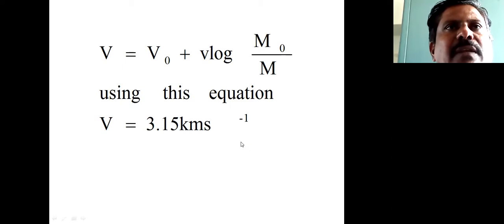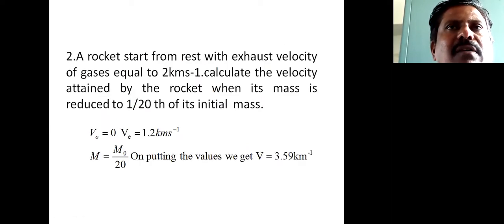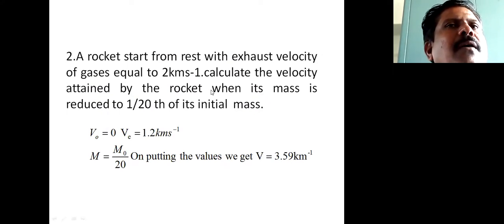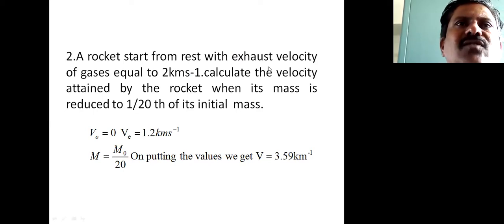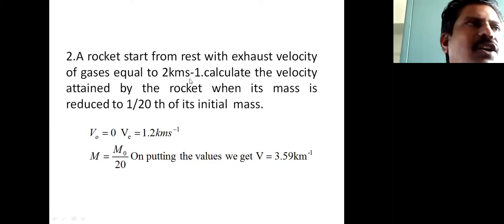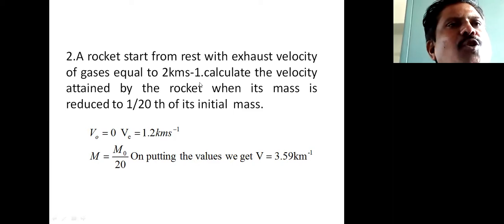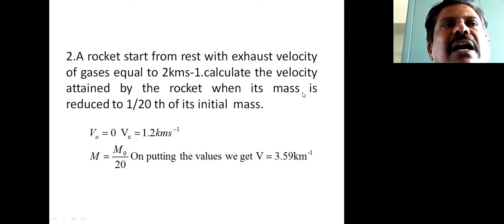So like this, you calculate the final velocity of the rocket. Okay. Next one. A rocket starts from rest with the exhaust velocity of hot gases equal to 2 kilometer per second. Calculate the velocity attained by the rocket when its mass is reduced to 1 by 20 of its initial mass.